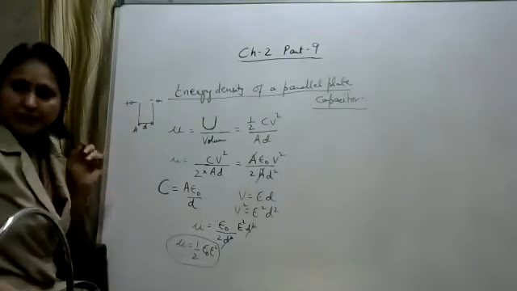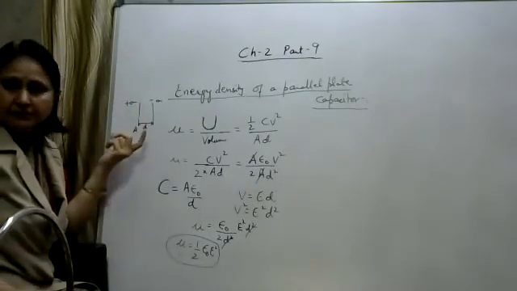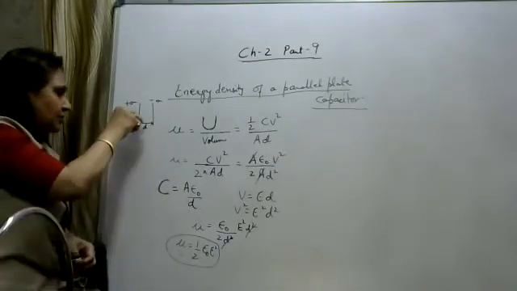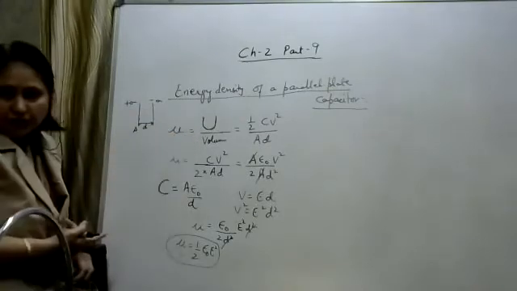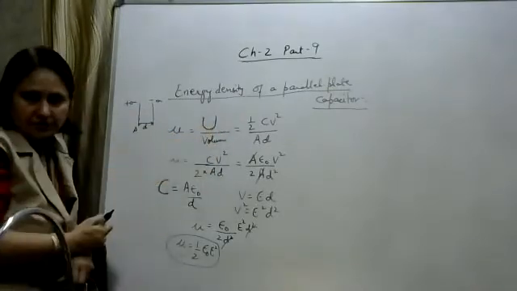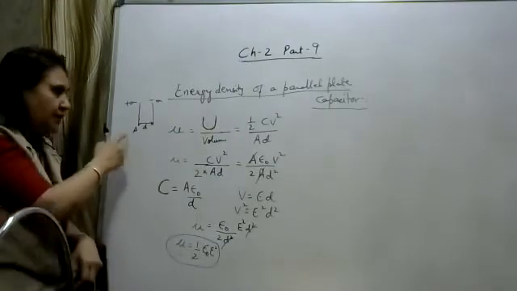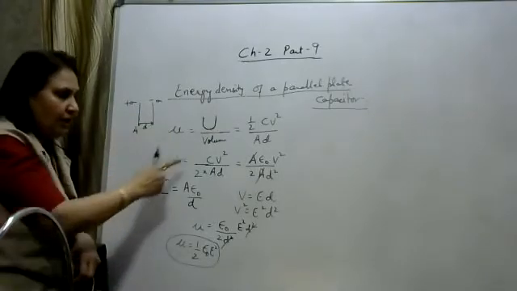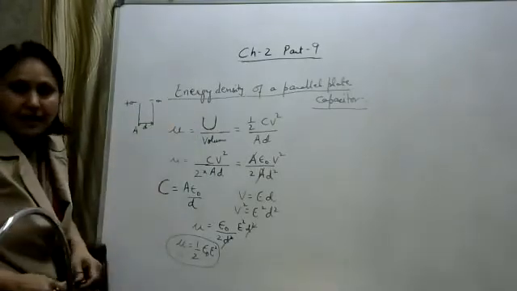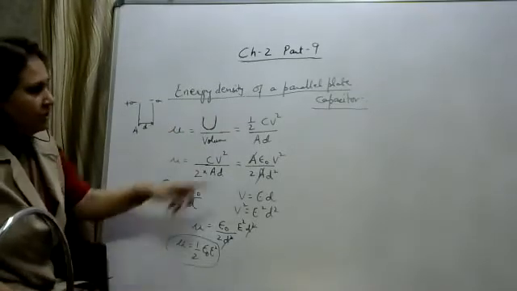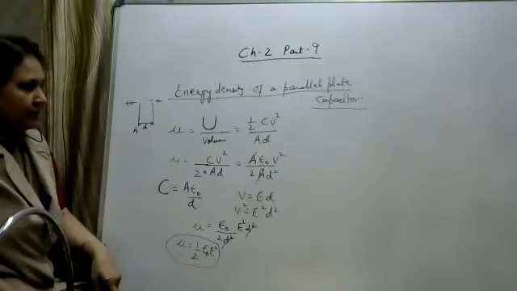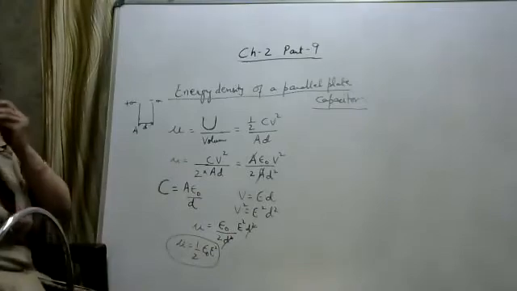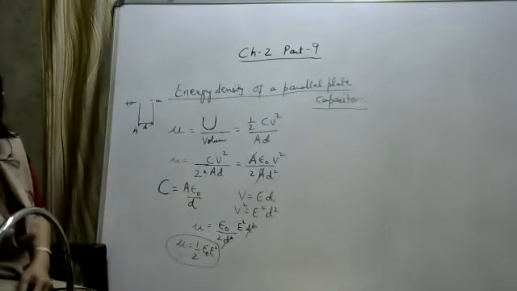A parallel plate capacitor has two plates, one having plus sigma, the other minus sigma, separated by some dielectric medium or air. Energy stored per unit volume is the energy density. Energy is half CV square if its capacitance is C and the potential difference between the plates is V. Now we are finding it for a parallel plate capacitor. So C is equal to A epsilon naught upon D, and volume is A into D. Substitute, and what do you get? Energy density is given by half epsilon naught into V square.